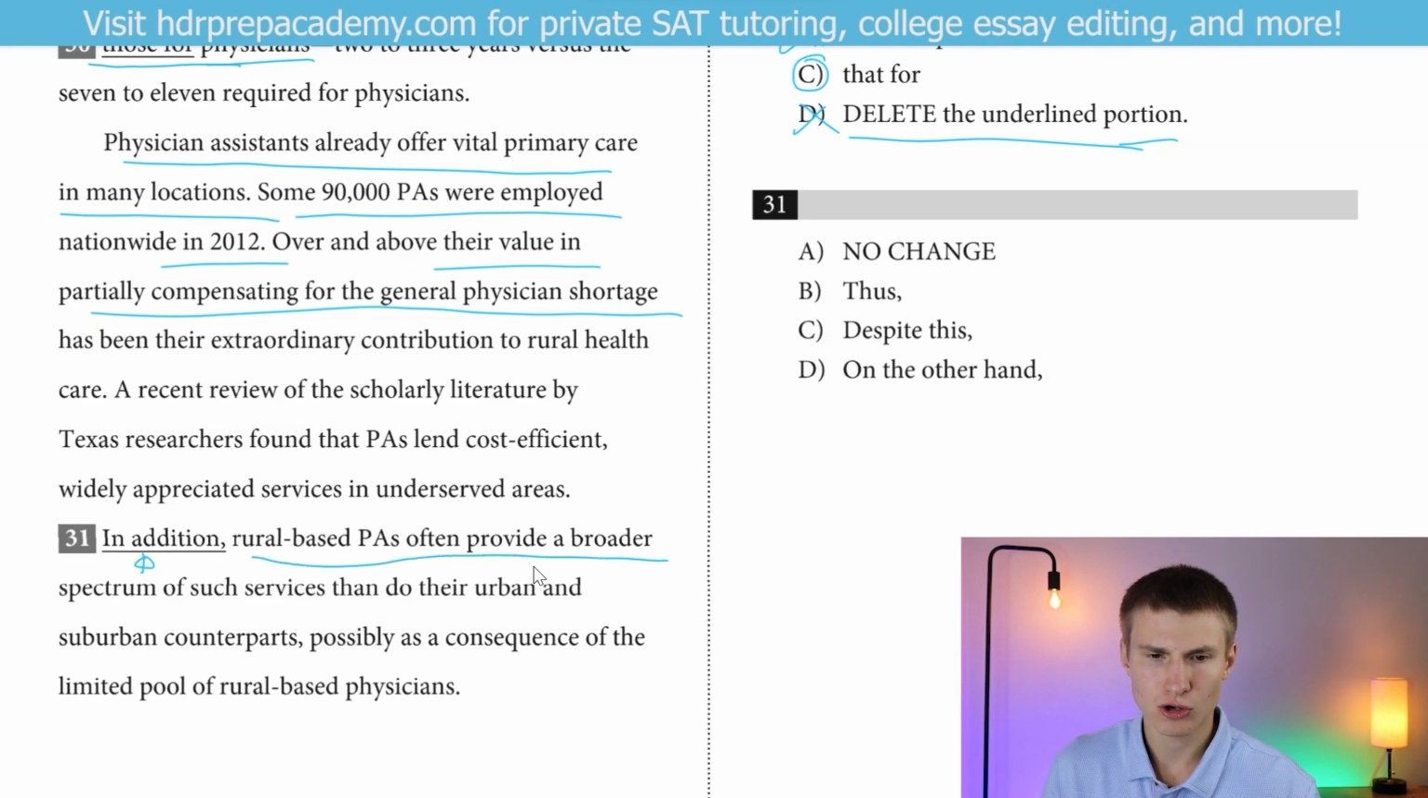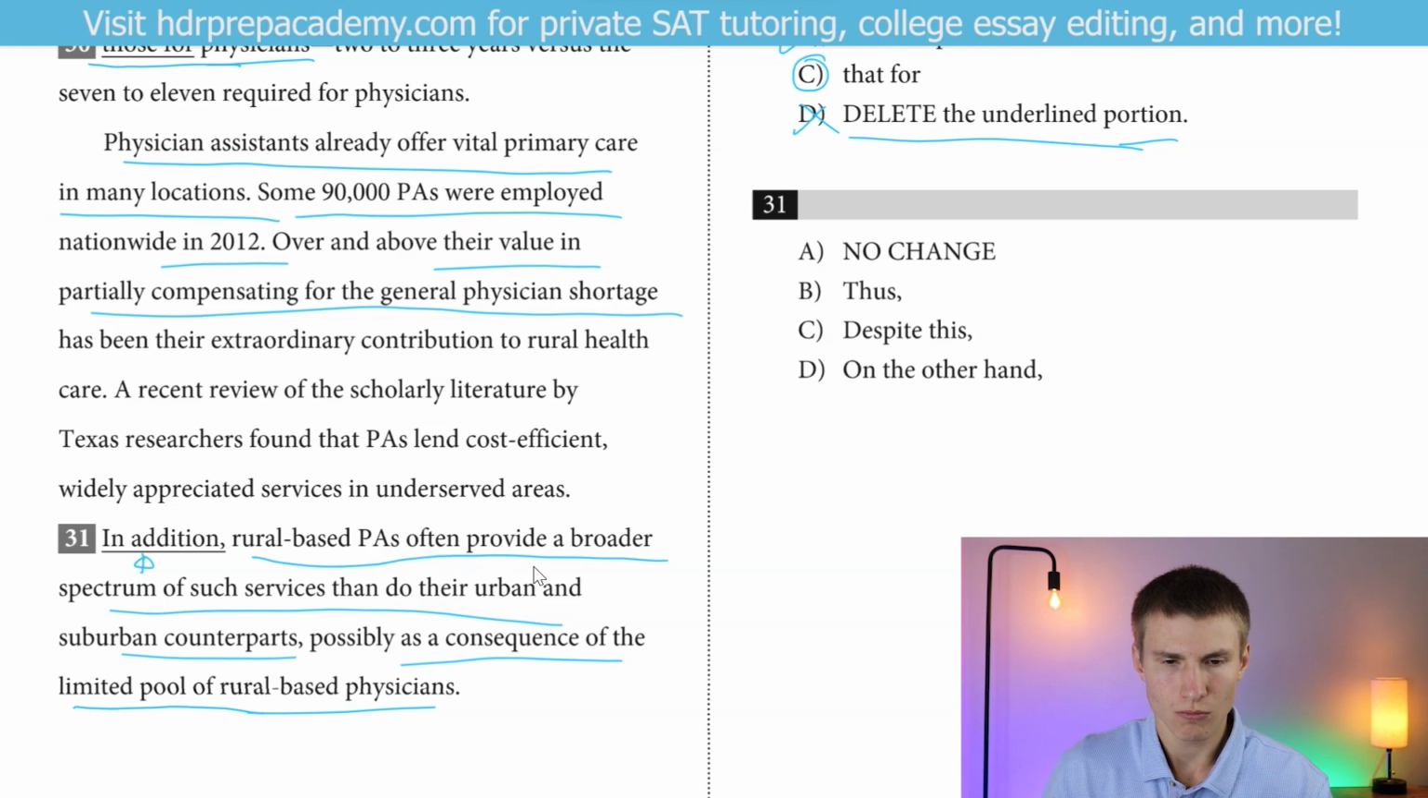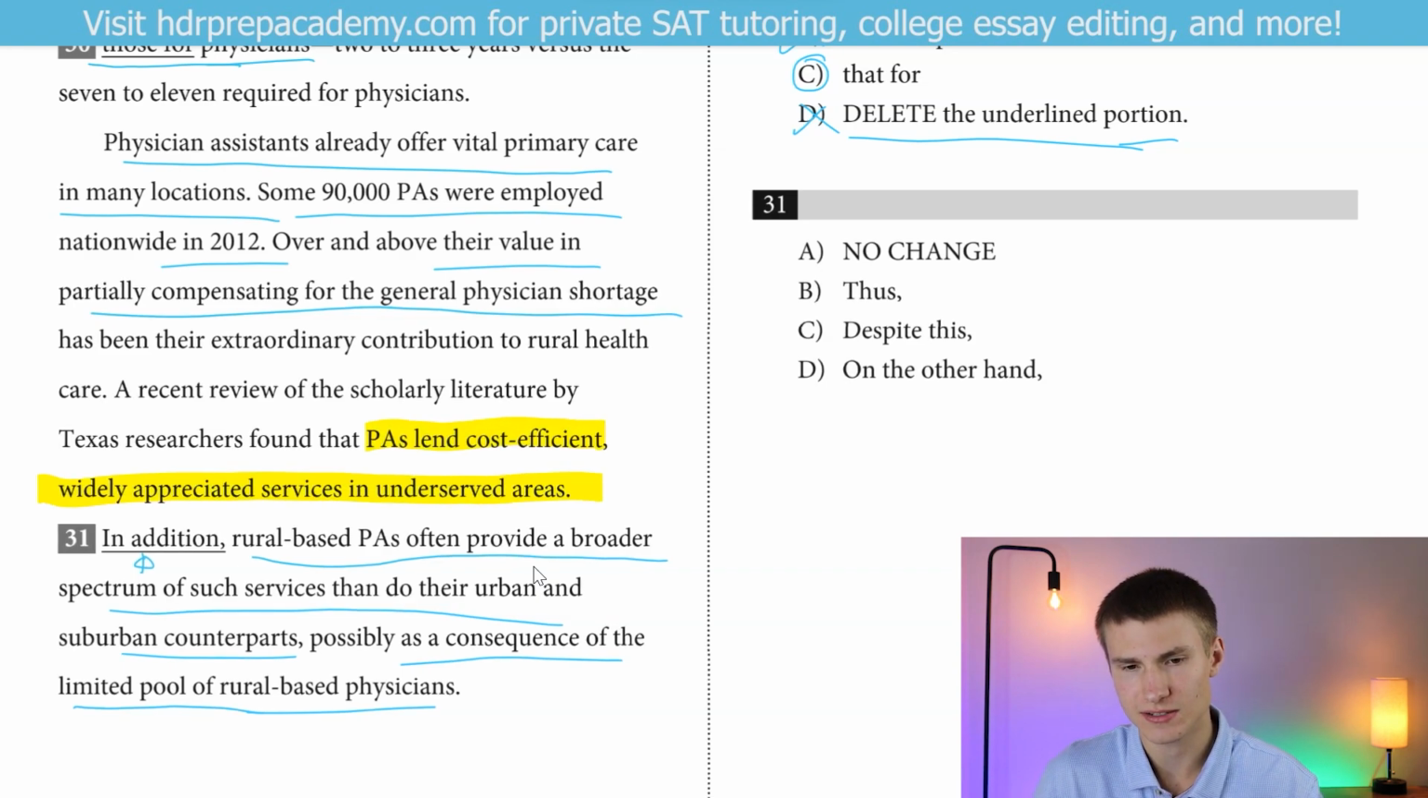So we have to read on. Rural-based PAs often provide a broader spectrum of such services than do their urban and suburban counterparts, possibly a consequence of the limited pool of rural-based physicians. Well, what are we seeing there? In our previous sentence, we're talking about an advantage of the PAs. They're lending cost-efficient, widely appreciated services in underserved areas. That's an advantage. Next, we're providing another advantage.